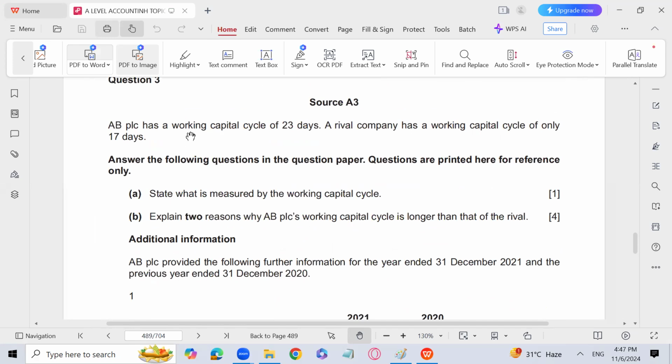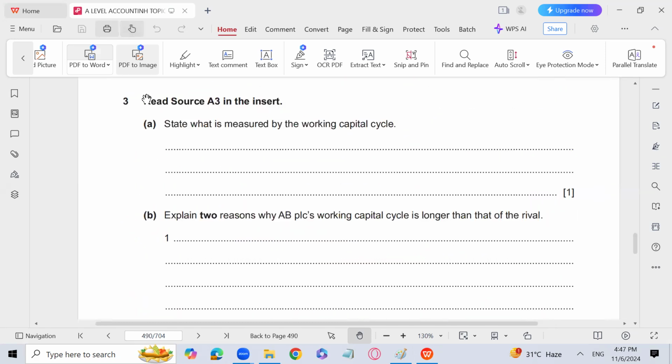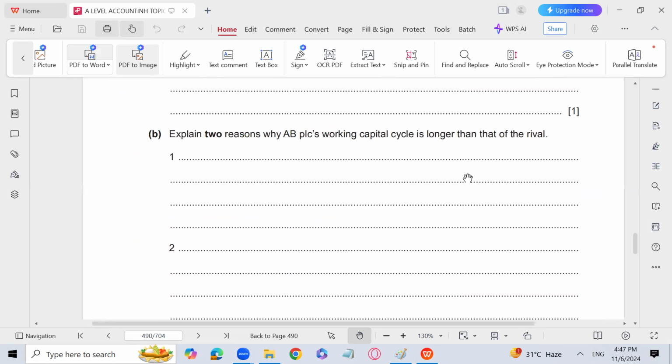Here our working capital cycle is 23 days. A rival company has a working capital cycle of only 17 days. So it means that our working capital cycle compared with the rival company is longer than that. It means that we are taking more time to sell our inventory. We are taking more time to collect amounts from trade receivables, and we are paying our trade payables early. That is the reason: delay in selling inventory, delay in collection from customers, and early payment to trade payables.